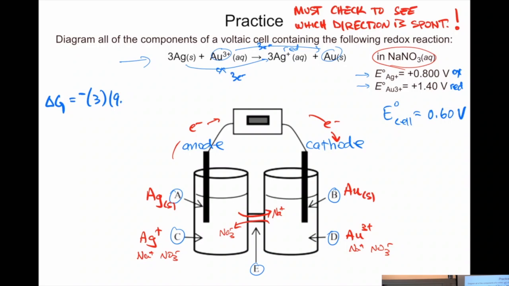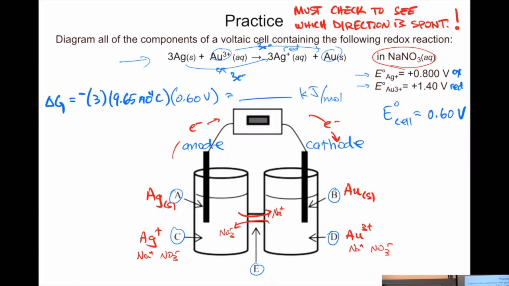So this is 3 times, let's see if I can get it right, 9.65 times 10 to the 4th coulombs multiplied by 0.60 volts. And that will give you whatever that answer is. You want to get it in kilojoules per mole, of course. This is per mole of reaction.